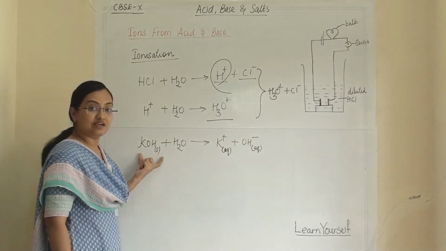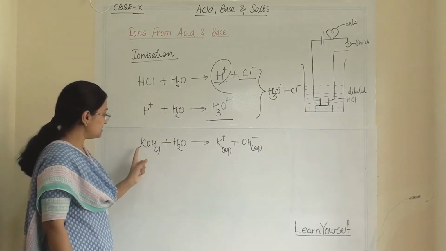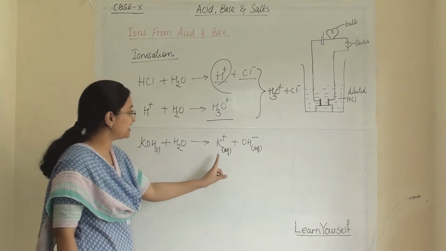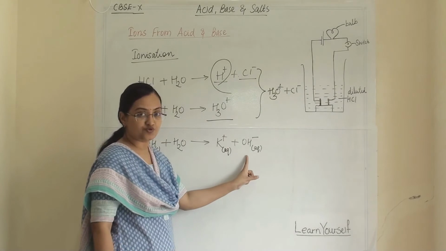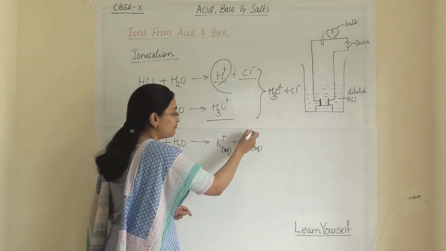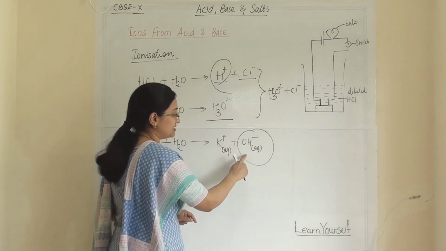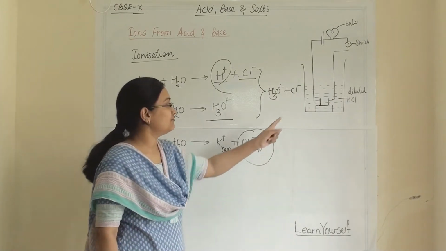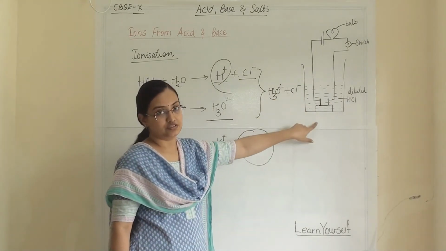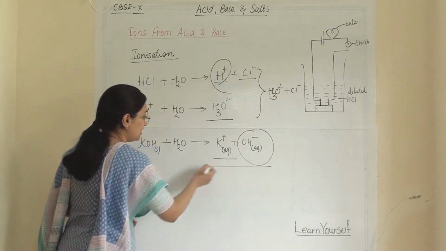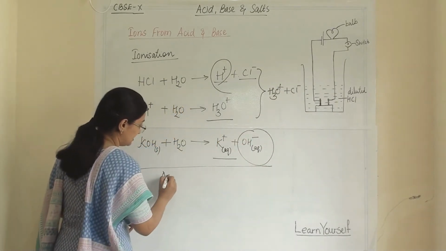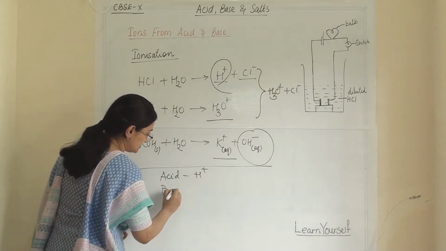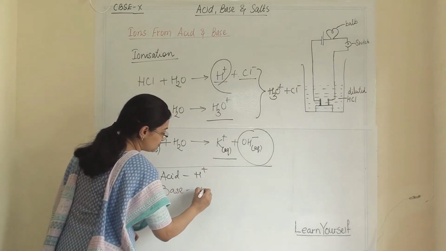When we are taking a base, calcium hydroxide, when it reacts with water, we will get K plus and OH minus. In the case of a base, this OH minus and K plus will be responsible for the passage of electricity. Now, in acid, H plus will be there and in base, OH minus will be there.